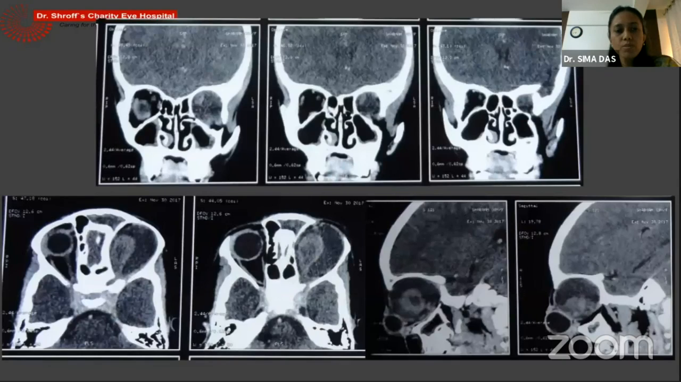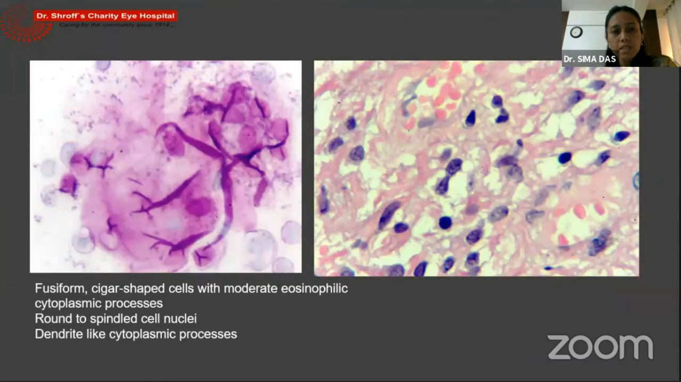Another fungating orbital mass. Again, this is not a retinoblastoma as we see here, and the imaging is very, very unusual: a solid component along with a huge cystic component. But the shape of the solid component is something we know could be there in another tumor, an optic nerve glioma. So in this patient, we aspirated the cystic contents and also did an incision biopsy.